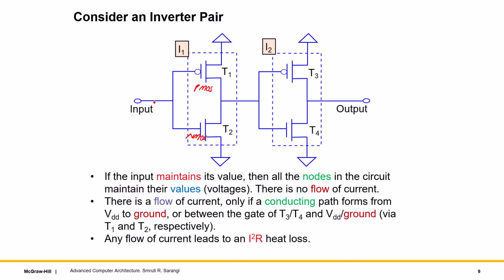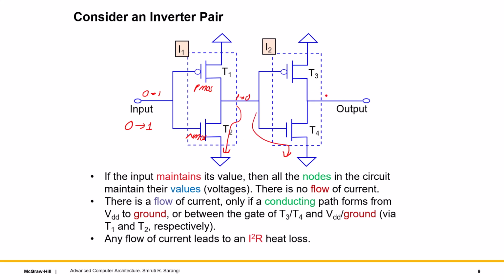However, if the input changes, say the input is 0 and it changes to 1, then there will be a new flow of current, right? So basically, unless current flows, if this was 0 to 1, then this will transition from 1 to 0. If it transitions from 1 to 0, then the charge at the gates has to get discharged via these paths.